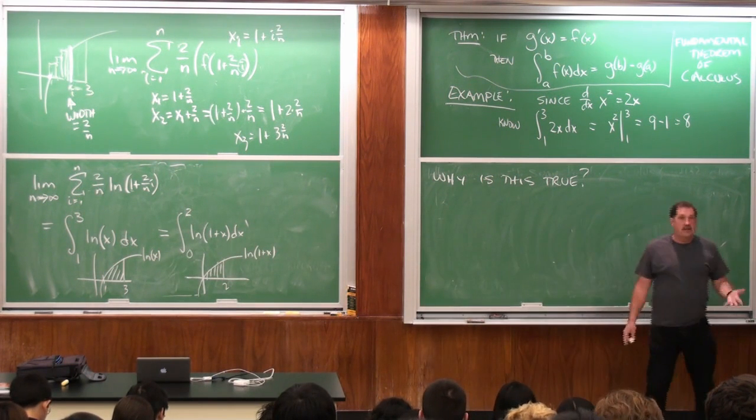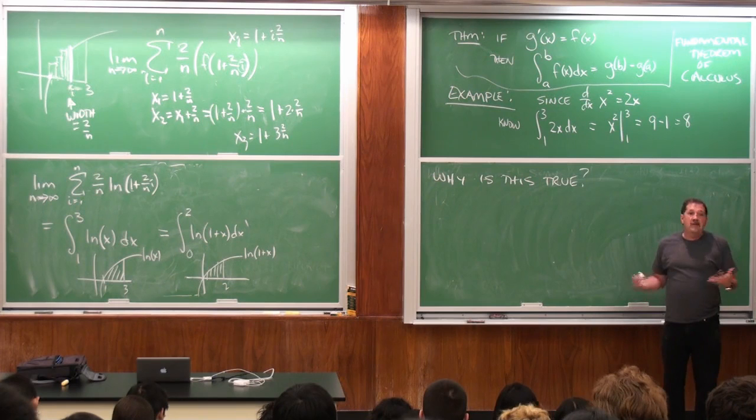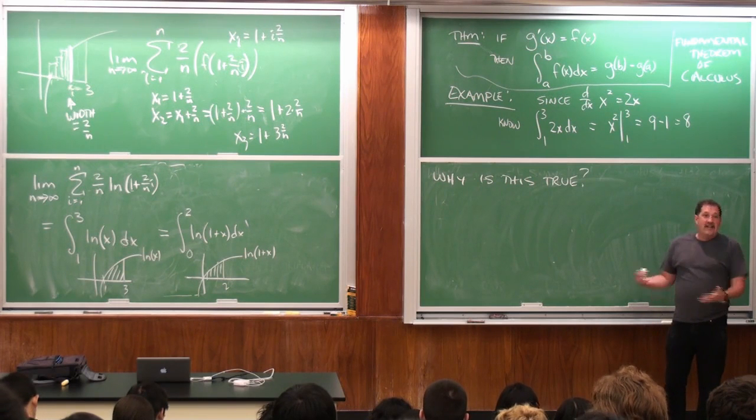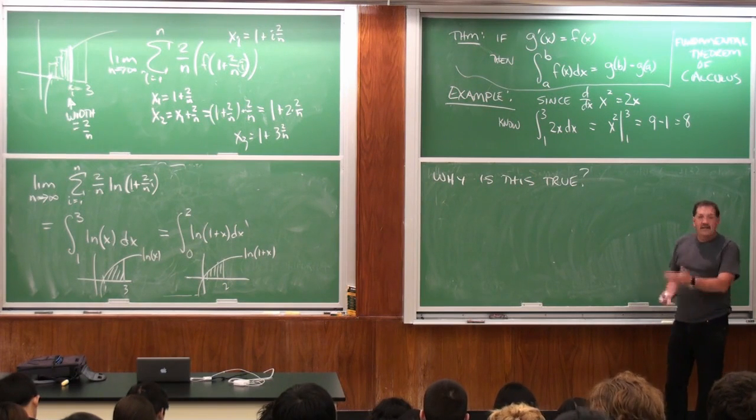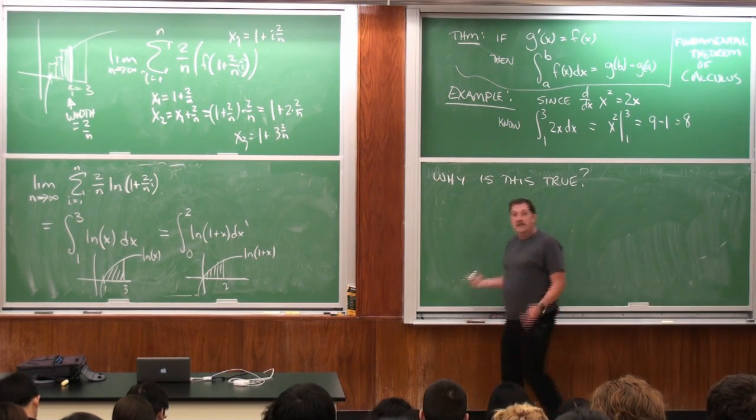So the sky is blue because the light that comes from the sky is blue. That's not an answer. I mean, it's an answer, but it doesn't tell you why. It just tells you it is because it is.